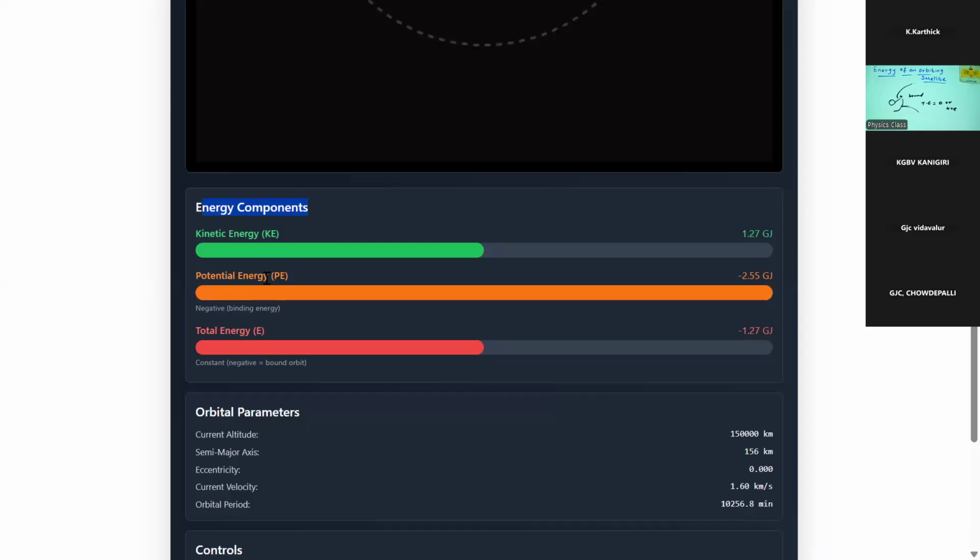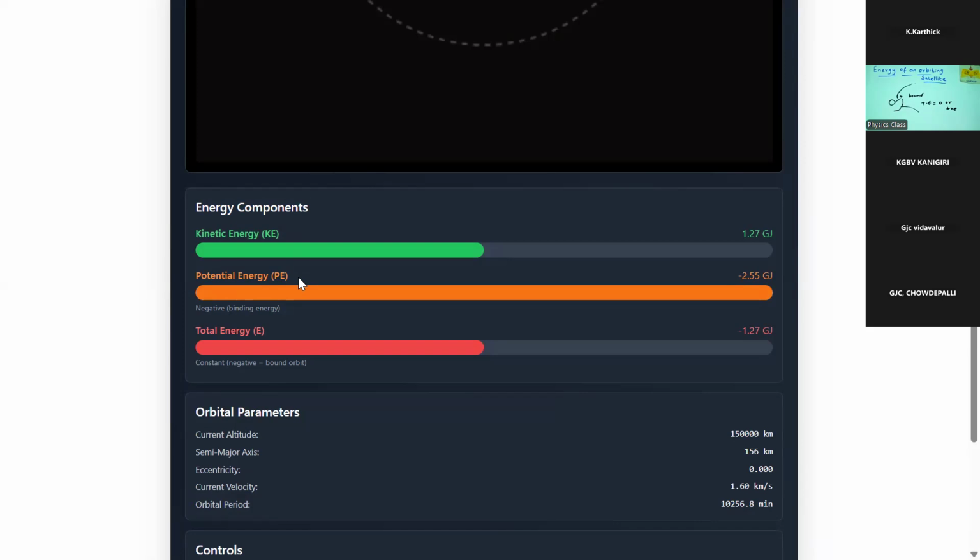Already you know, what is kinetic energy? It is the energy of motion. That is K is equal to half m v square. The faster the satellite moves, the higher the kinetic energy. And what is potential energy? In this case, it is gravitational potential energy. Already you know the potential energy equation, that is minus G M E m by R E plus h.